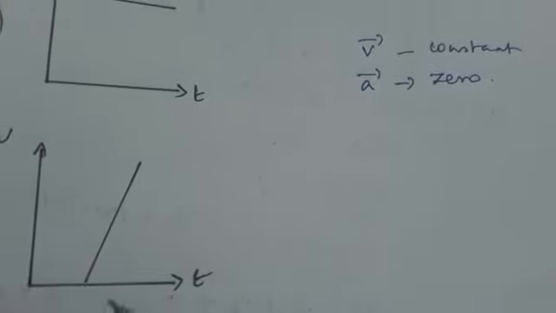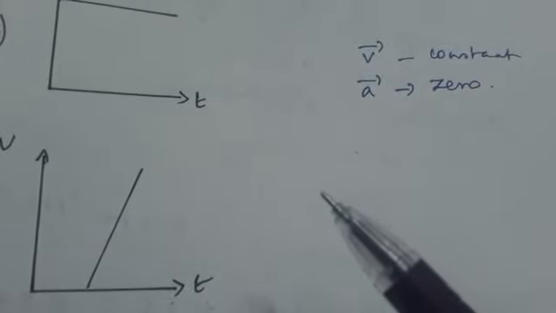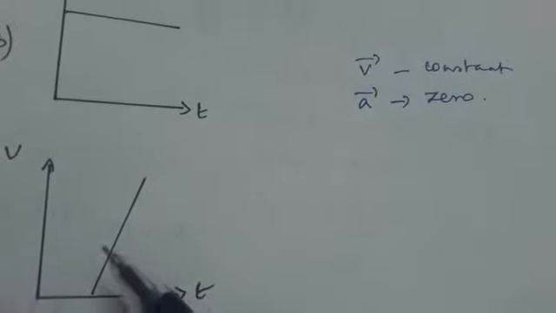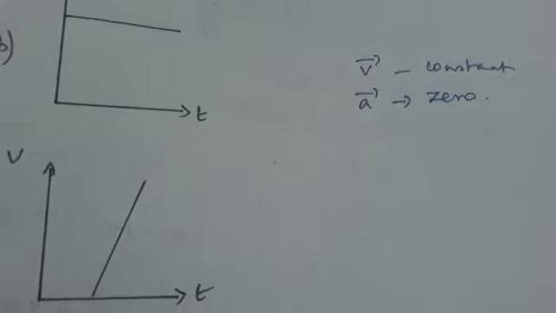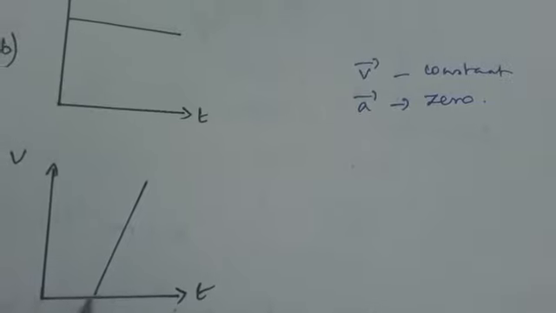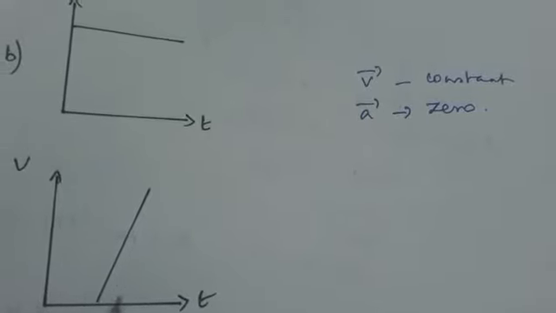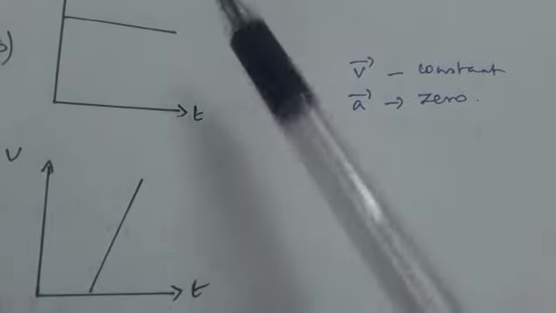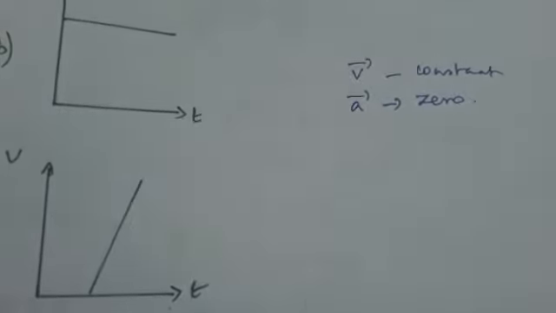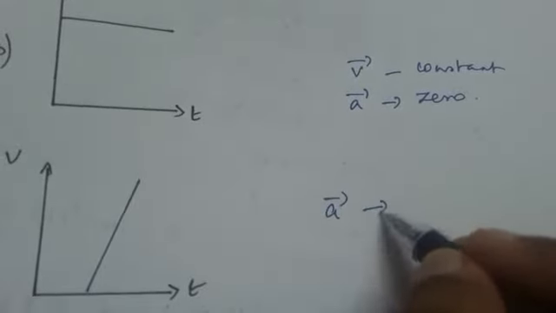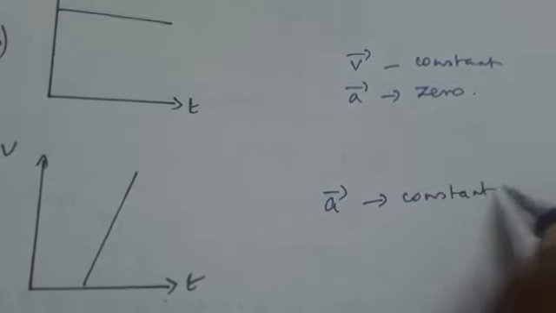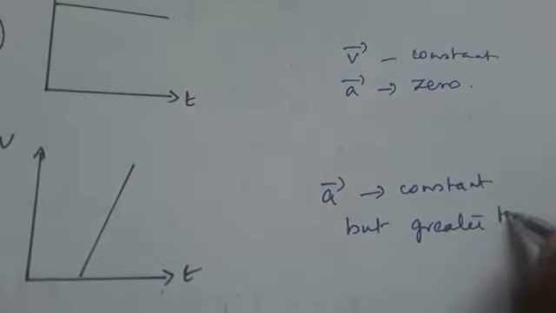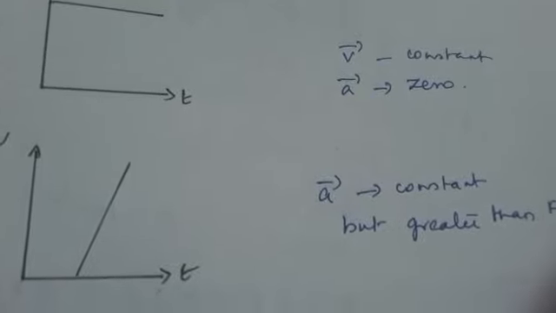Coming to the third graph. Here the velocity increases with increase of time, but it is not from the origin. After some time only it is moving with a constant acceleration, that is, uniform acceleration. But the acceleration is greater than that of the first graph. So acceleration is constant but greater than the first graph.